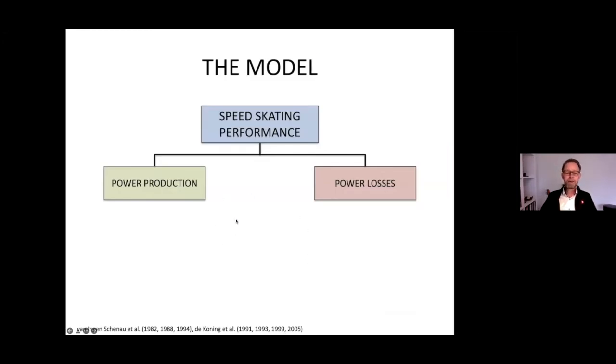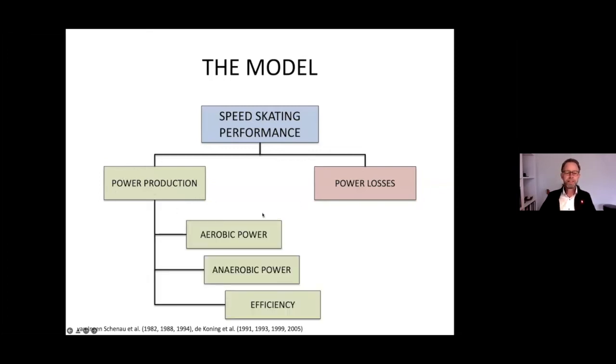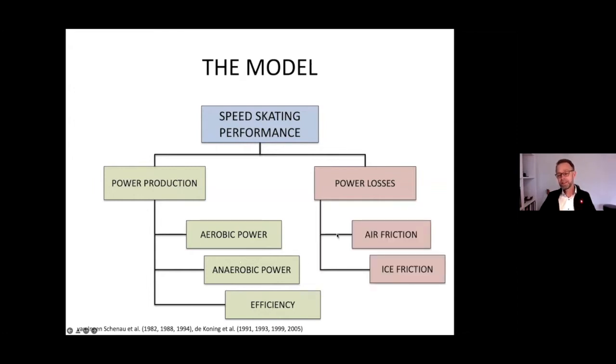So if we have the model, on one side we have the power production, and on the other side we have the power losses. And on the power production side, we have the aerobic power system, the anaerobic power system, and the efficiency of these systems. While on the other side, we have the air friction and the ice friction. And if we have a model like this, we can express this in, let's call it, a mathematical language. So we can just calculate, based on what we know about the power production and the power losses, how the performance of the skater will be.